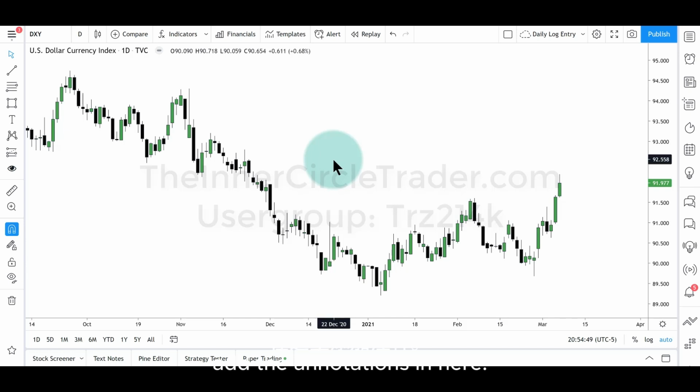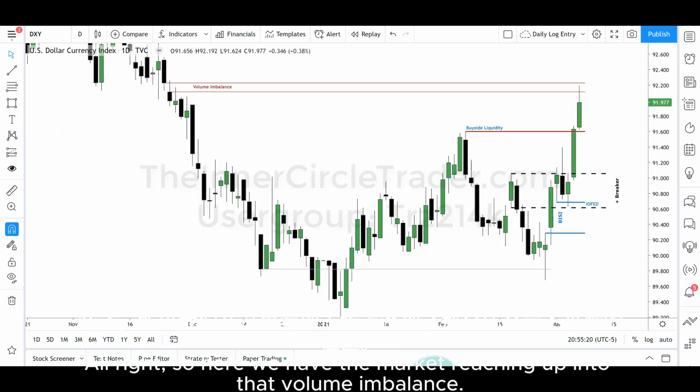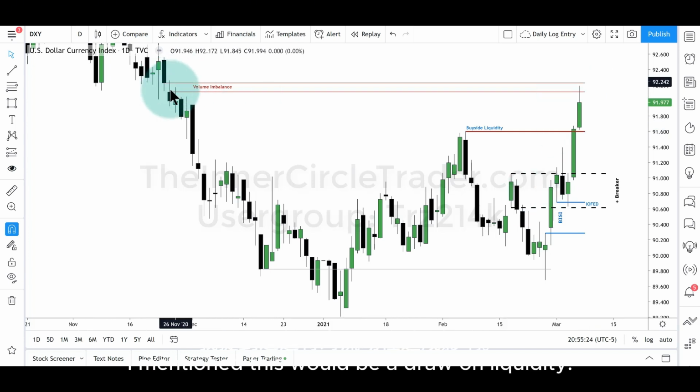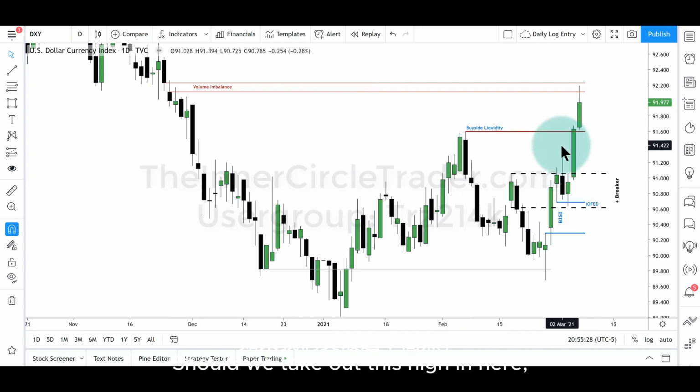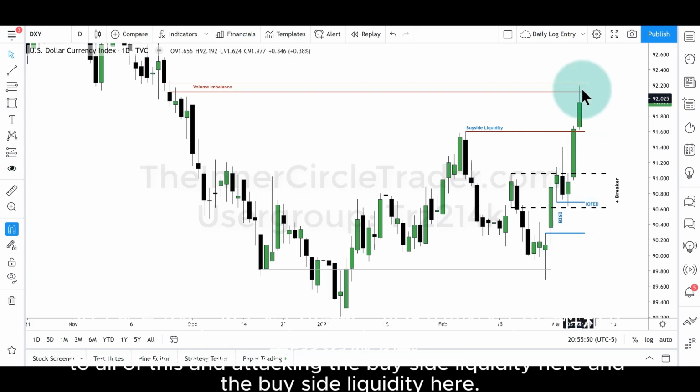Let's add the annotations in here. All right, so here we have the market reaching up into that volume imbalance. I mentioned this would be a draw on liquidity. Should we take out this high in here, if it continued up, we would trade into here, and we got that on Friday. Institutional order flow entry drill here. I commented on it as a potential precursor to all of this and attacking the buy side liquidity here and the buy side liquidity here.